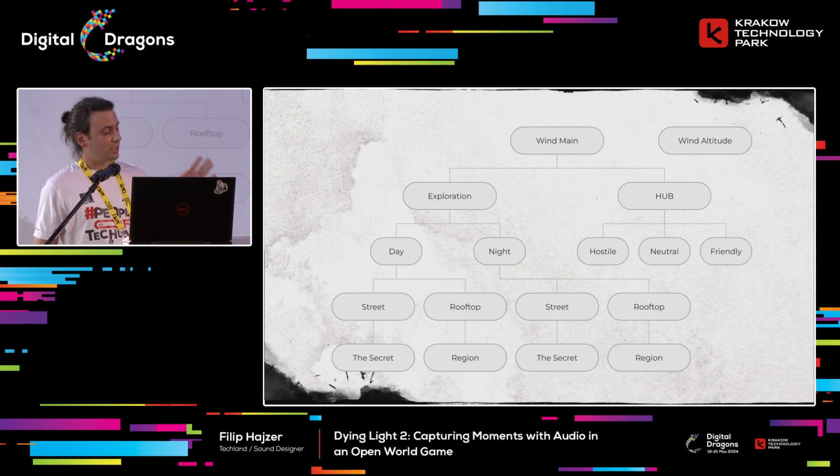We used additional layer called altitude that would be illustrating how tall is the building that player is standing on. And the main layer of wind would be a structure of switch containers organized like in this chart. So on top, we would switch between the world of exploration and hubs. In exploration, we switch by day and night. Both day and night are switched by rooftop and street.